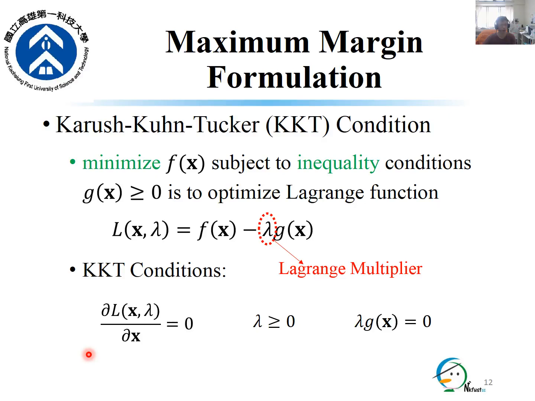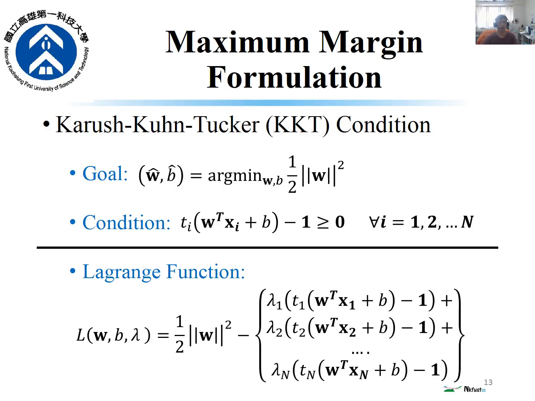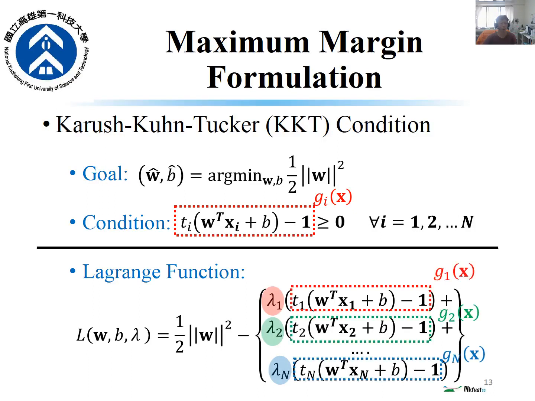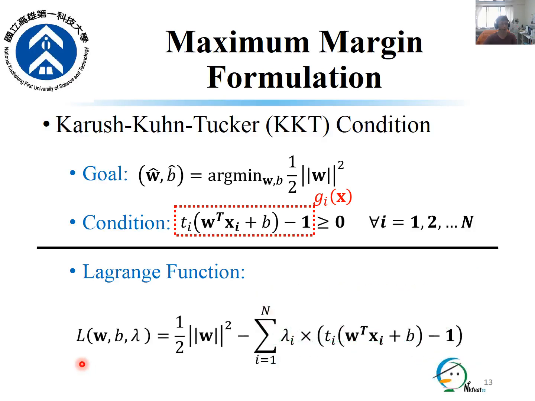Partial L partial S equal to 0. Lambda is greater or equal to 0. Lambda times g of x equal to 0. Since there are n inequality conditions in the maximum margin formulation, we then introduce n Lagrange multipliers from lambda 1 to lambda n, one for each inequality condition. Accordingly, we can obtain the Lagrange function L for the maximum margin formulation as this equation.